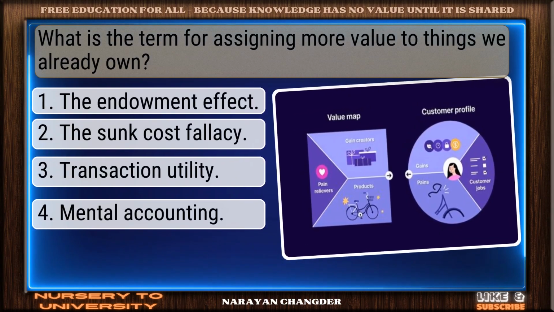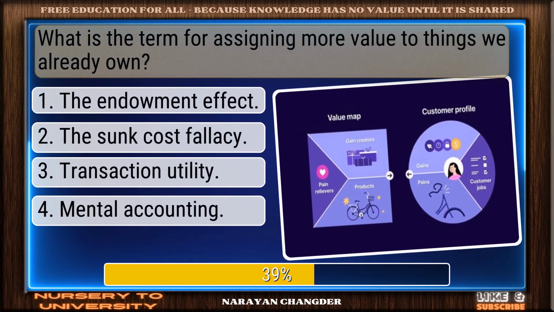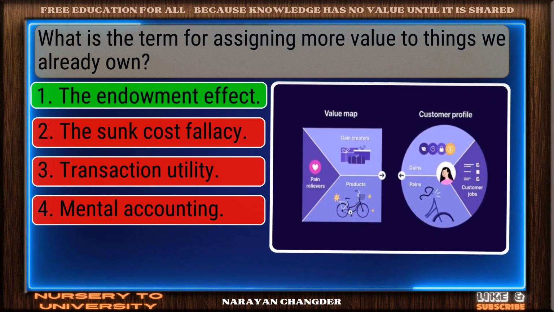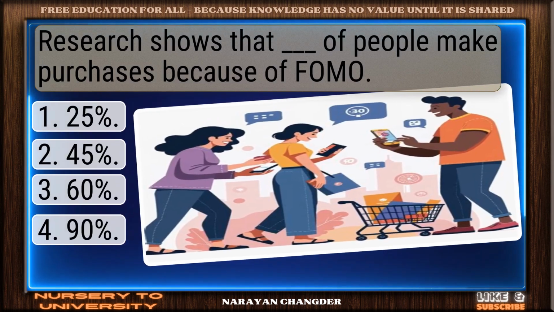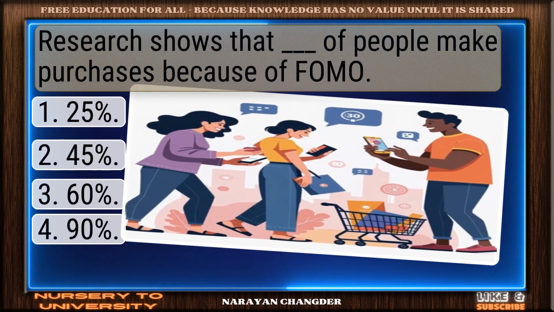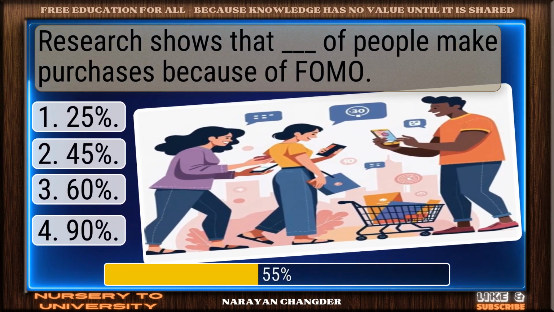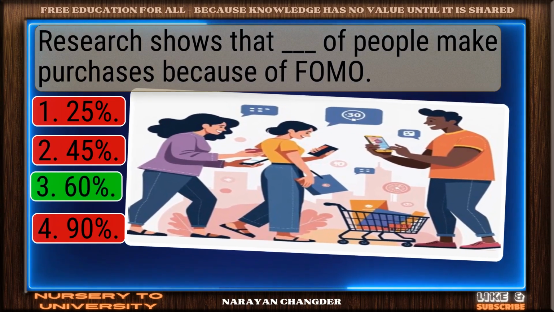What is the term for assigning more value to things we already own? You're right. The endowment effect is the correct answer. Research shows that dash of people make purchases because of FOMO. Right choice. 60% is the best answer.